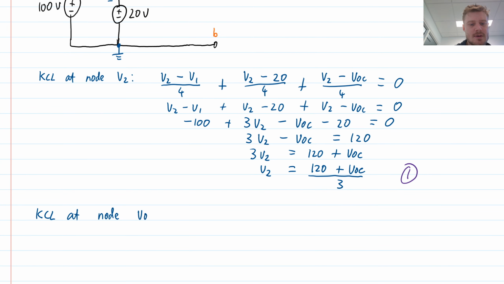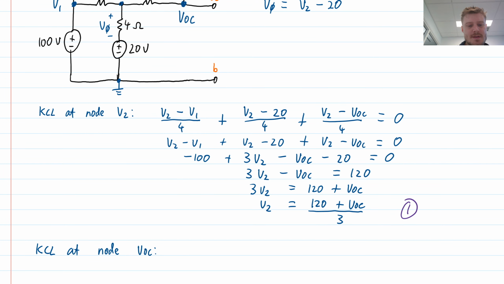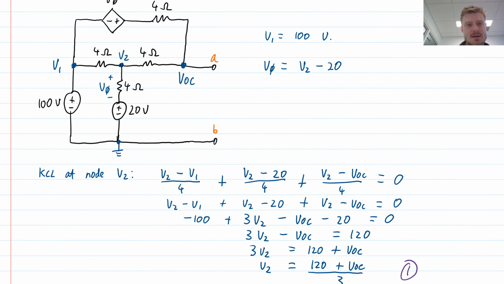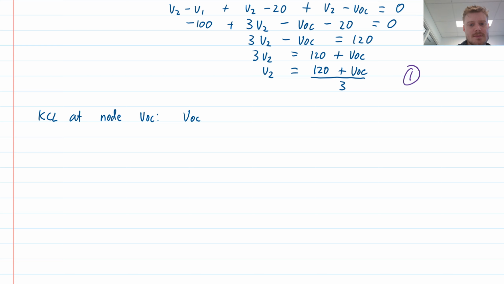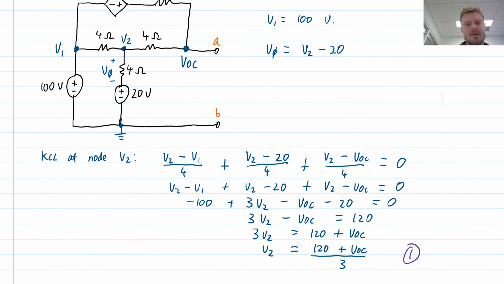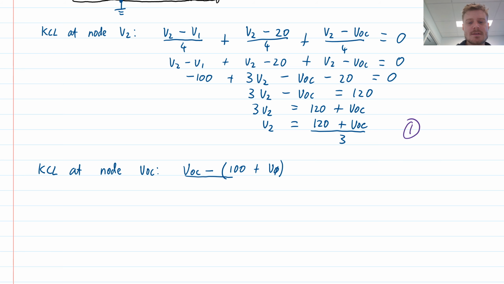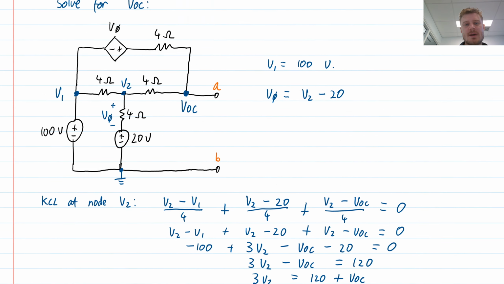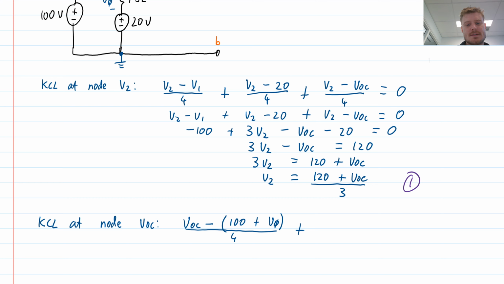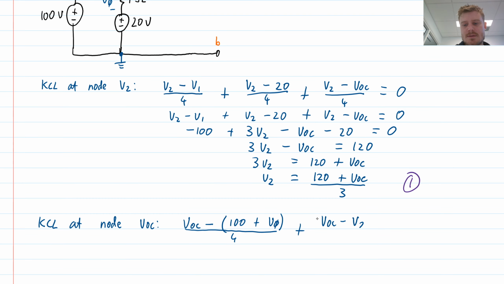equation. So KCL at node VOC is going to be that branch leaving across the top there. I can't quite fit it all on my screen, but it's going to be VOC minus that voltage that we just spoke about. So that was 100 plus V phi. So the voltage on the other side of that resistor is 100 plus V phi. And the resistor is 4 ohms. So that was one of my branches. And then my other branch is heading to the left. So it's VOC minus V2 also divided by 4 ohms, and that's equal to 0.